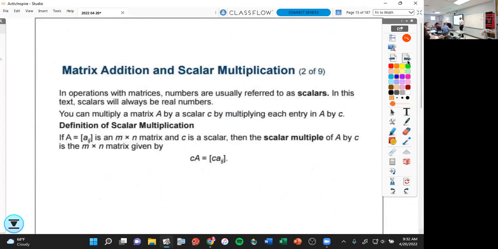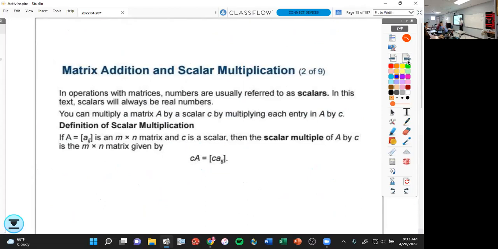In operations with matrices, numbers are usually referred to as scalars. In this text, scalars will always be real numbers, so we're not going to take a matrix and multiply it by an imaginary number. That's not cool. You can multiply matrix A by a scalar c.